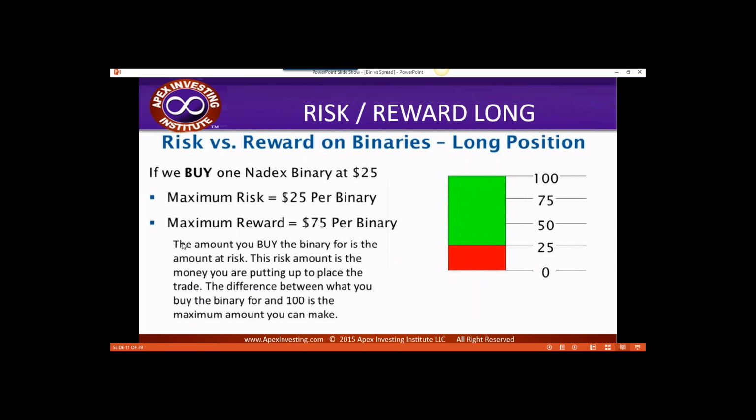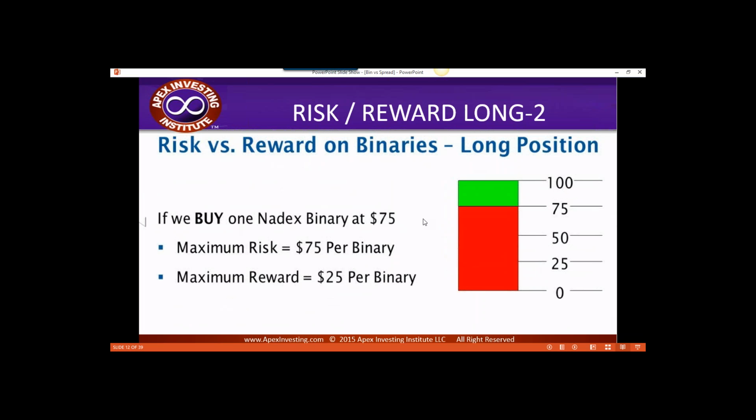Okay? So the amount you buy the binary for is the amount at risk. This amount is the money you're putting up to place the trade. The difference between what you buy the binary for and $100 is the maximum you can make. Okay? Now, let's look at another example.